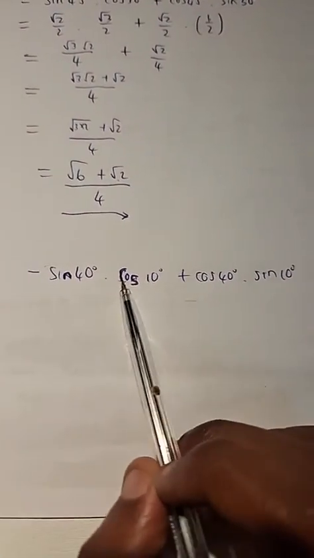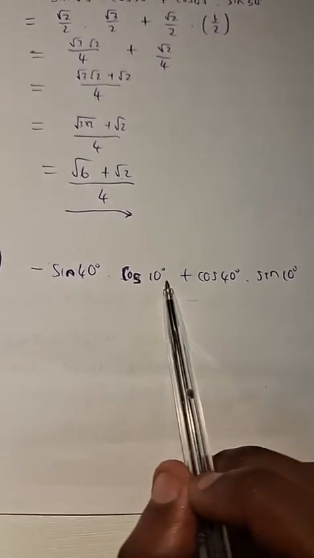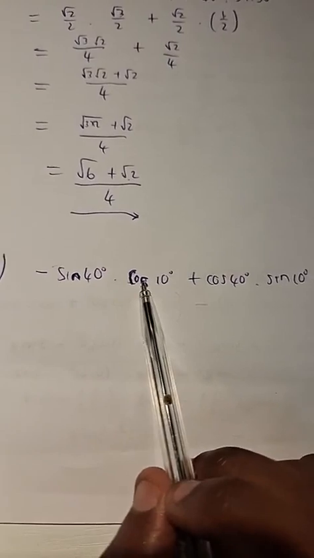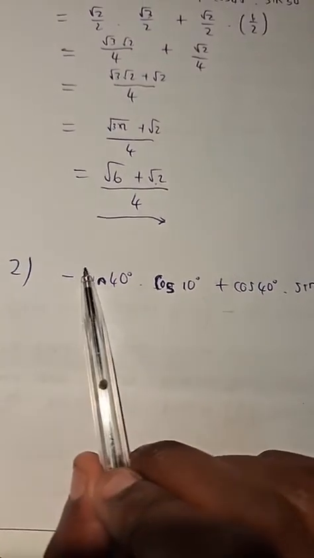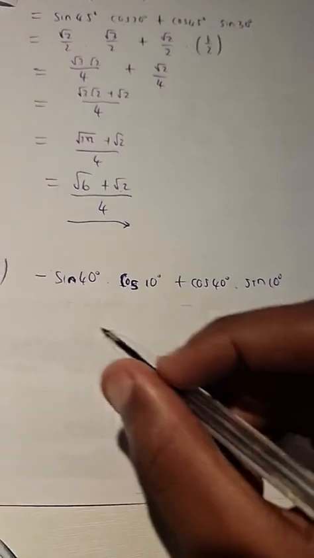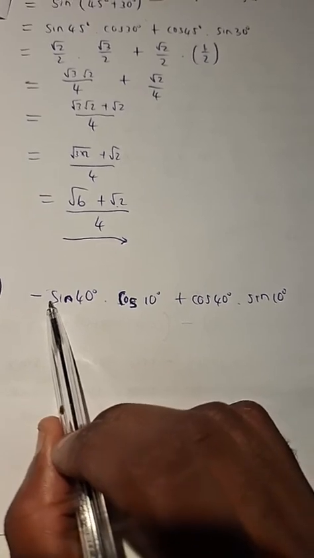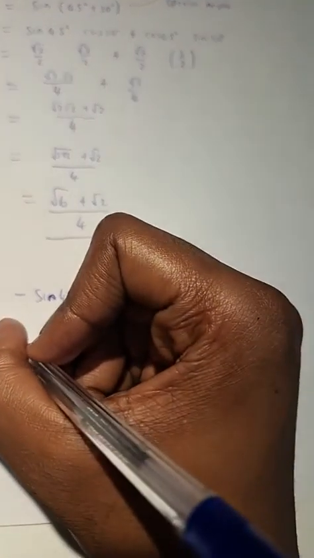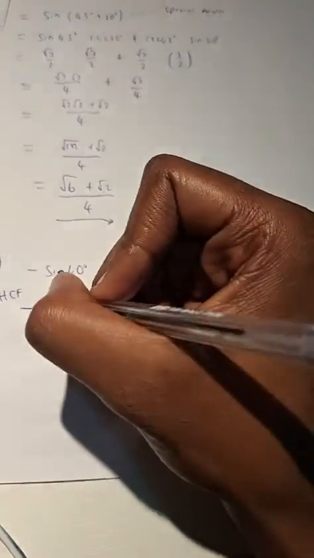So negative sine 40 times cos 10 plus cos 40 times sine 10. Okay, so what you're seeing here is sine cos, cos sine. But then the thing is, there's a negative here. This negative would suggest that this is our first term and it's negative. So what you would do is take out a highest common factor. This is very important. You take out the negative.